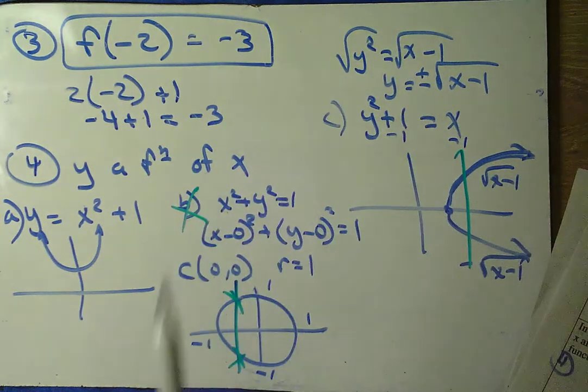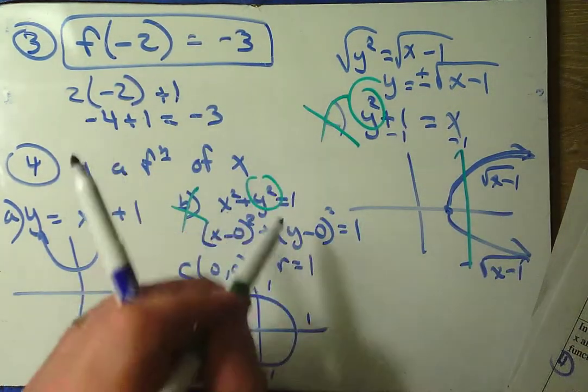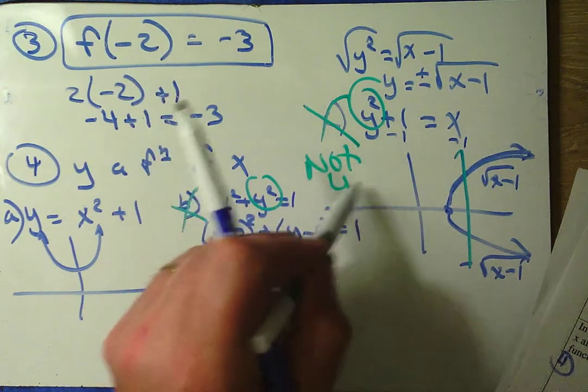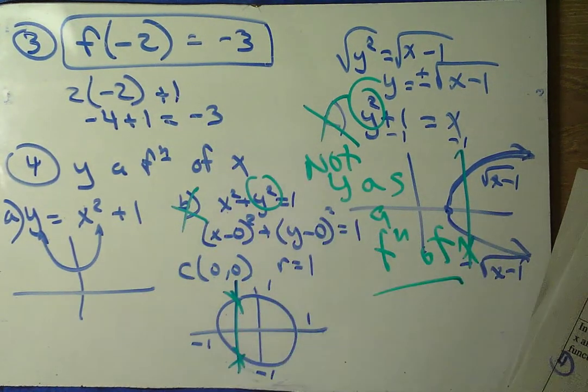Does this pass the vertical line test? Nope. And what I said in class, you may recall this, is if you see a y squared, that's not y as a function of x. Okay? So there's number 4.